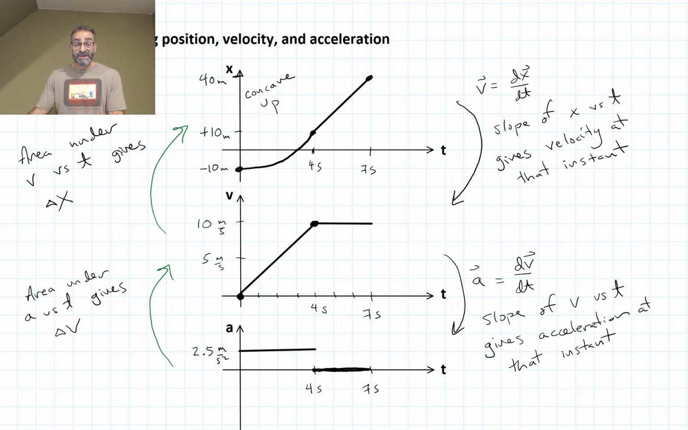What I'd like you to do now, just to make sure you've got it all straight, is I'll give you what happens over the next 2 seconds. Over the next 2 seconds, you hit the brakes on your bicycle and slow down to a complete stop. So at t equals 7, you hit the brakes and you slow with constant acceleration until you come to a stop at t equals 9 seconds.